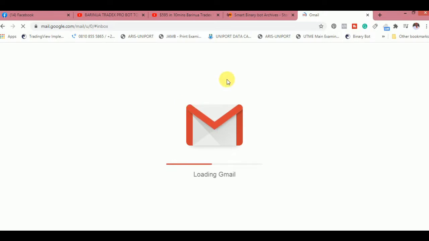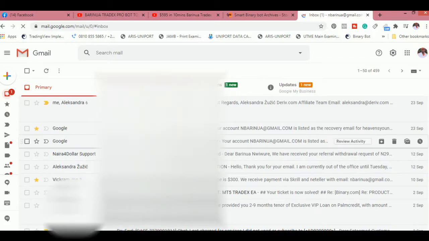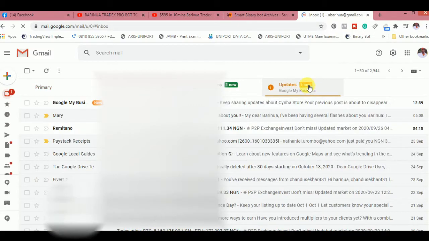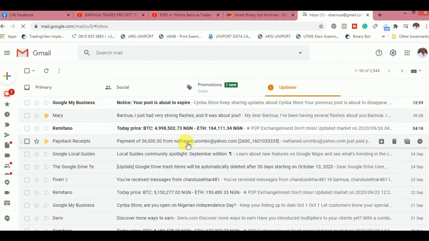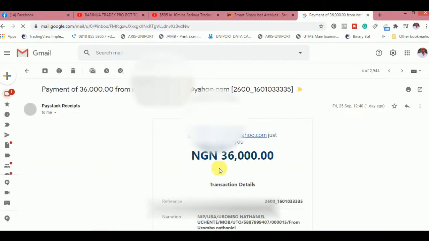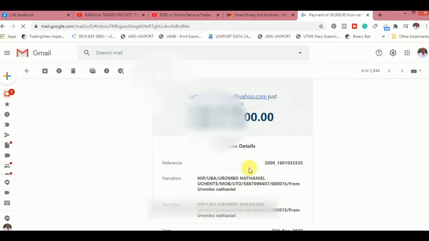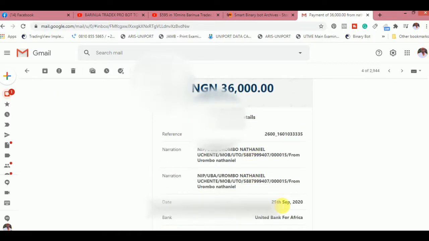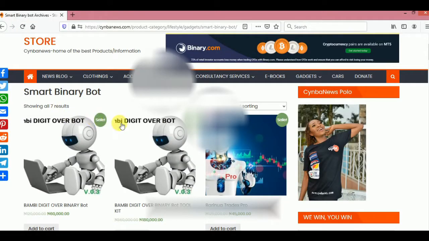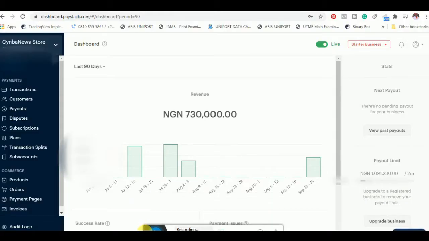So I just want to make y'all understand that this thing works really perfectly well. Even as I'm talking to you, purchases are coming in every day. This was recently, yesterday. You can see the date just yesterday, and profit keeps rolling in like that every single day. You can see the bot purchase from my website alone.